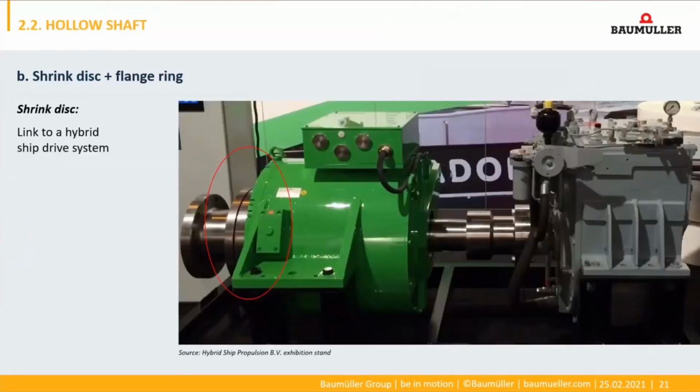Here we can also see an application example for the shrink disc. We have a hybrid ship solution system. Here's the diesel engine, and here you can see our motor, and the shrink disc is mounted to the motor and connects the machine shaft with our motor.